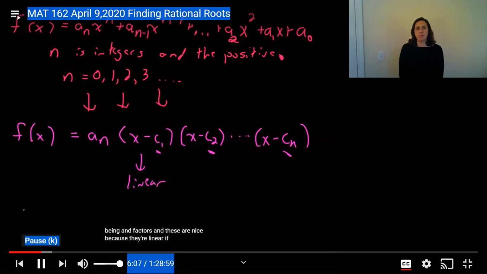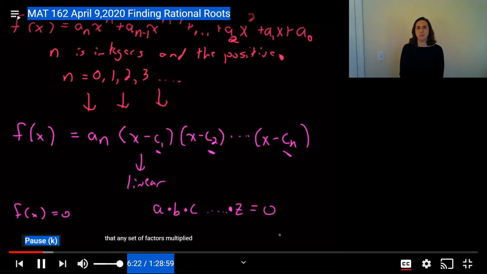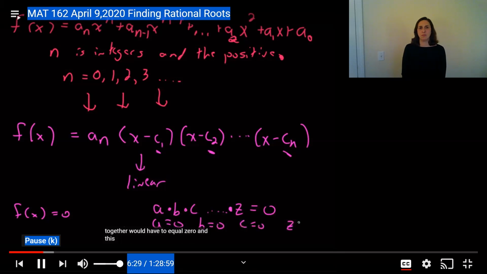If f of x equals 0, I can use the fact that any set of factors multiplied together would have to equal 0. And this is what we use to solve our factors. And so we now need to link these two ideas: if I can decompose this into a set of linear factors, I can find the solutions.